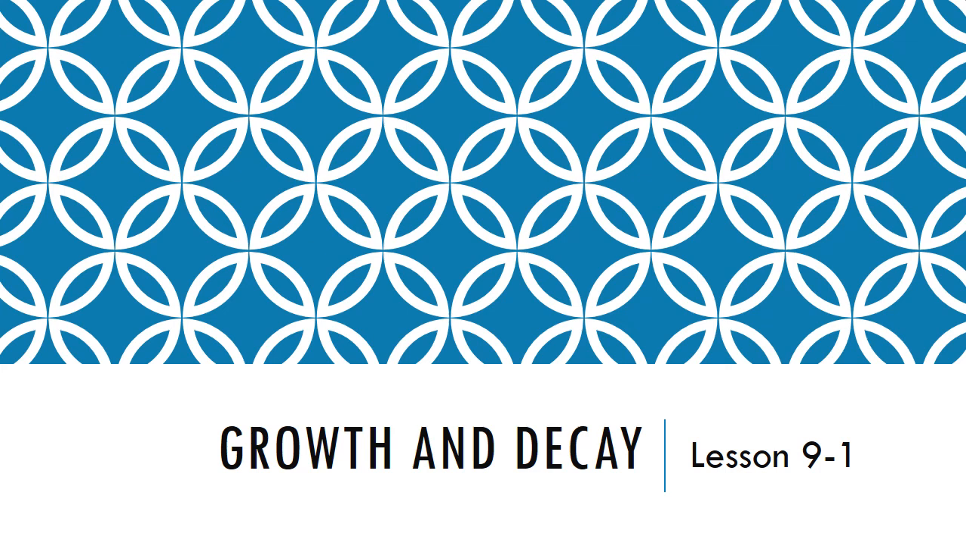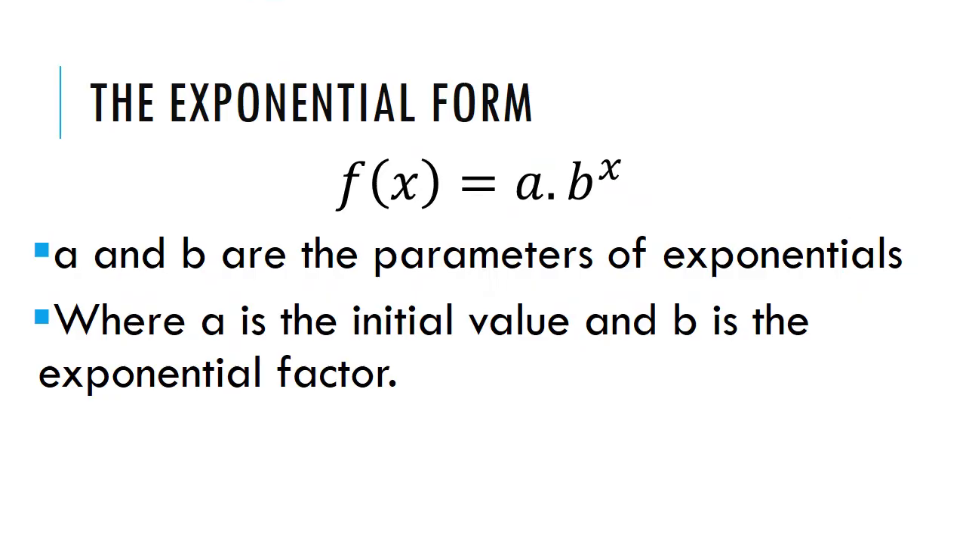Hi guys, this is lesson 1 in unit 9. We're going to talk about growth and decay functions. Growth and decay functions are exponential functions. The form for the exponential functions is f of x equals a times b to the x, where a and b are the parameters of exponentials.